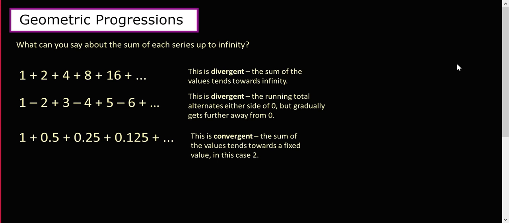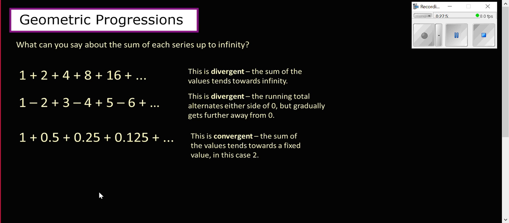So what you can see for these three series, the first one is divergent, the second one is divergent, and the third one is convergent. What is it about the third series that makes this series convergent? And therefore, what can we be looking out for in any geometric series to tell whether or not it's convergent?